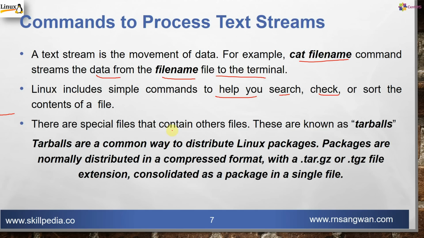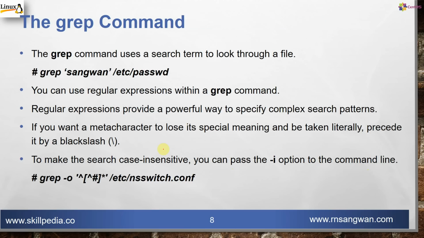There are special files that contain other files. These are known as tarballs. We call them containers or tarballs. Tarballs are a common way to distribute Linux packages. Packages are normally distributed in a compressed format with the .tar.gz or .tgz file extension, consolidated as a package in a single file.